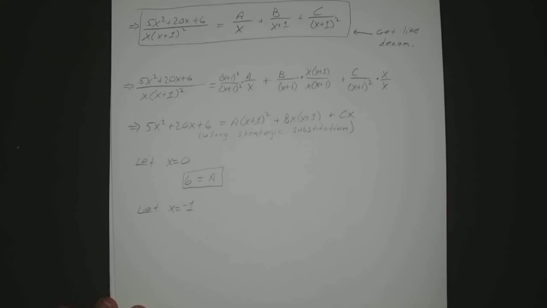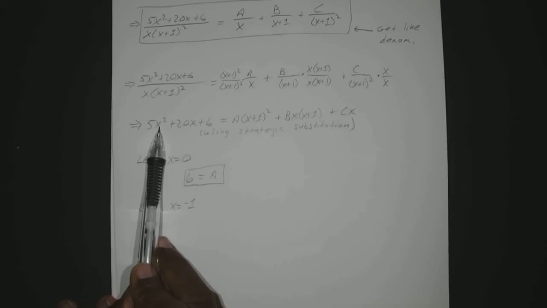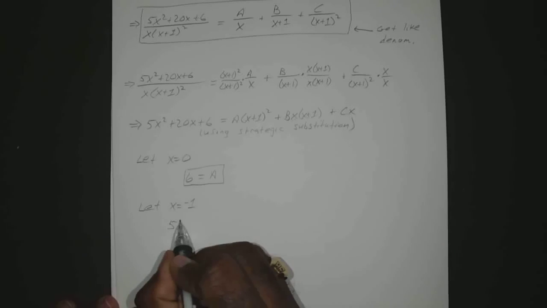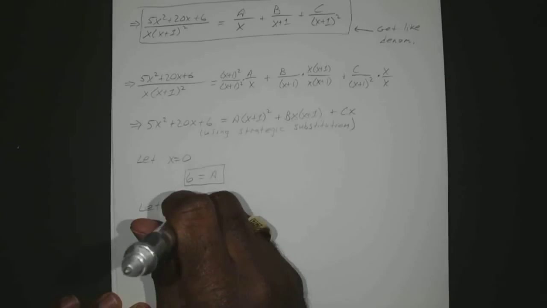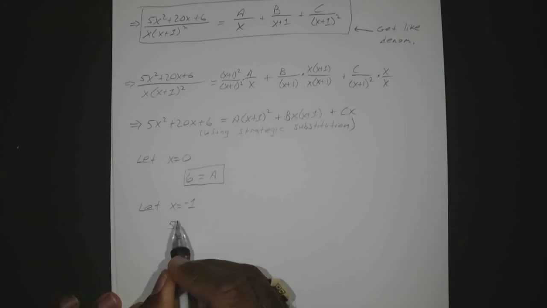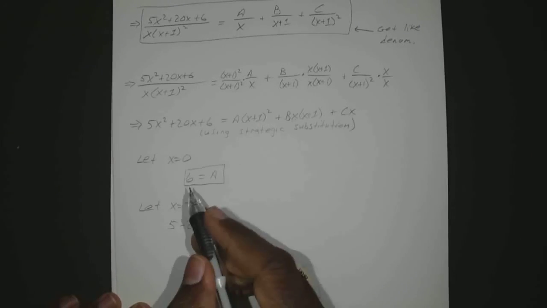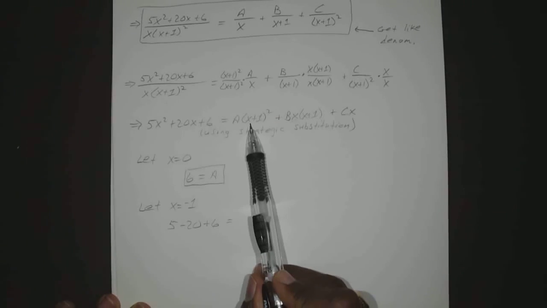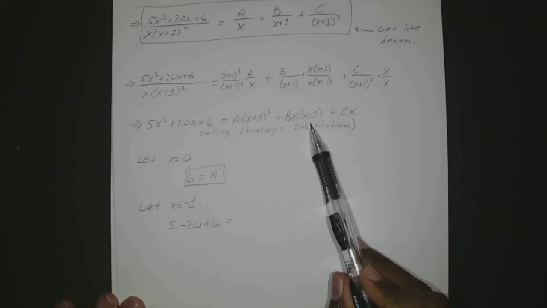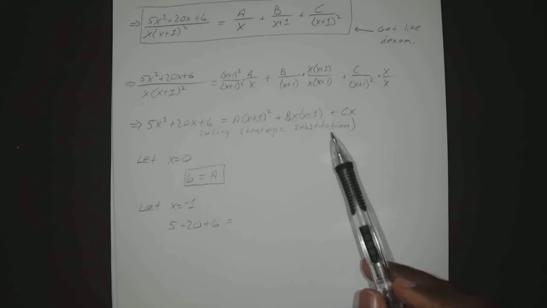Okay. So if we let x equal negative 1, negative 1 squared is 1. So you have 5 times 1, so you end up with just 5. Plus 20 times negative 1, so you might as well say minus 20. Plus 6 equals, if you plug in negative 1 here, that becomes 0. If you plug in negative 1 here, that becomes 0.